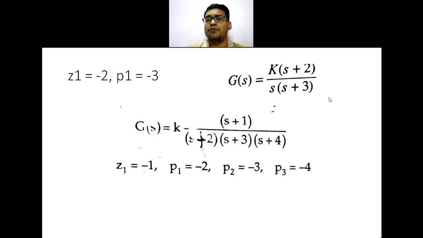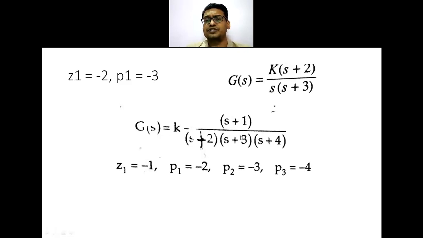So for example, for this system, K into bracket S plus 2 upon S into bracket S plus 3, the 0 is S equal to minus 2, and there will be 2 poles. S will be equal to 0 and S equal to minus 3. So there are 2 poles that will exist.